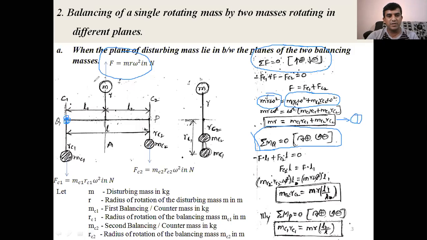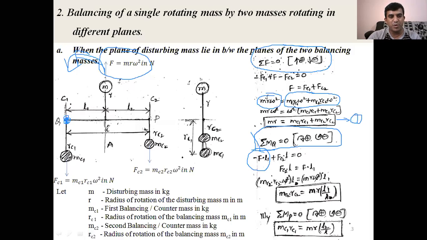Now I want to take the vector sum of all the moments about the arbitrary point Q equal to 0. In that, force Fc1 is there, but no perpendicular distance, so Fc1 into 0 becomes 0. You will not consider this one. Second, F is there, the disturbing centrifugal force, into the perpendicular distance from point Q, which is L1. F into L1 produces what type of moment, clockwise or counterclockwise? About point Q it is counterclockwise, that's why it is negative. Minus F into L1.